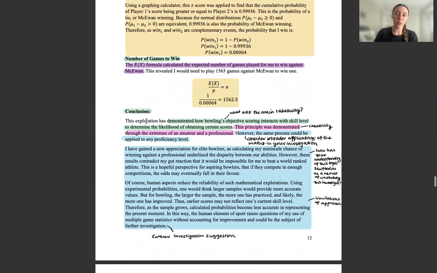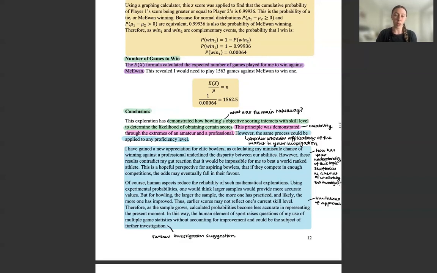So then when it comes to your conclusion, the format, I would say, is first talk about what the main takeaway is from the results that you see. So for me, it was: this exploration has demonstrated how bowling's objective scoring interacts with skill level to determine the likelihood of obtaining certain scores. So that's me rephrasing my aim in order to demonstrate I have addressed my aim through this exploration. This principle was demonstrated through the extremes of an amateur and a professional.